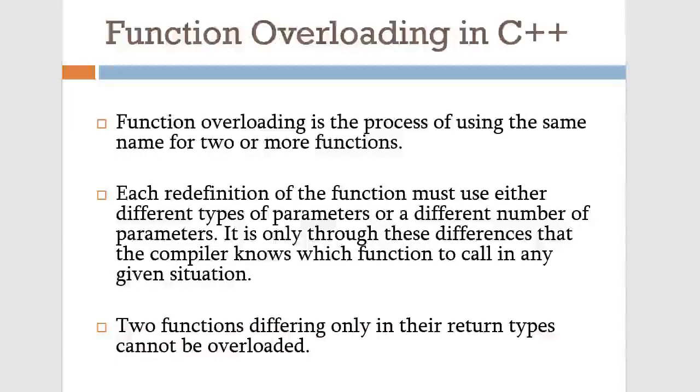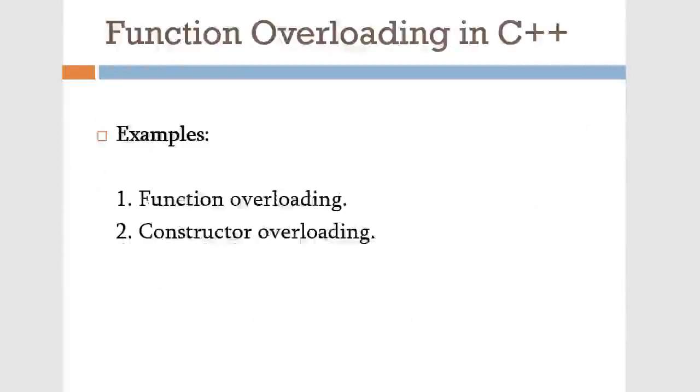And the third important point: two functions differing only in their return types cannot be overloaded. That means if the parameters passed to a function are the same but the return types are different, then those functions cannot be overloaded. We'll talk about these three points with the help of an example.